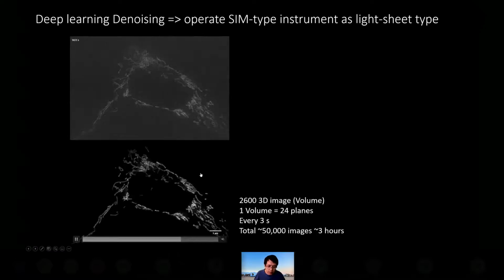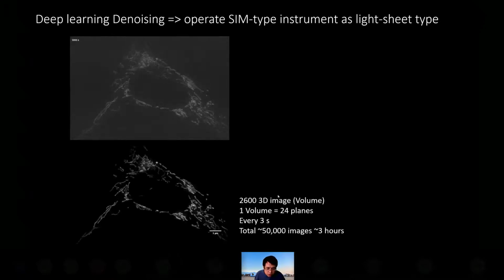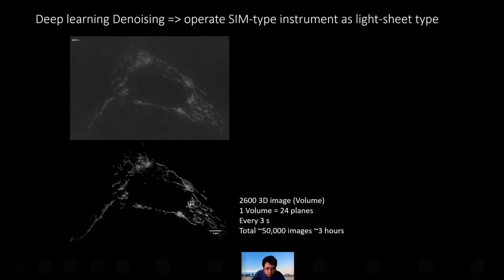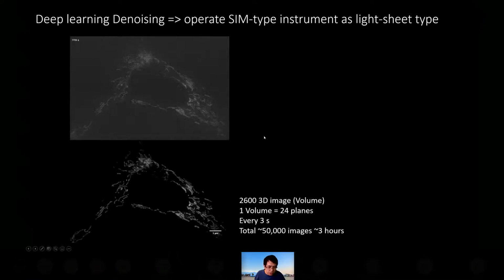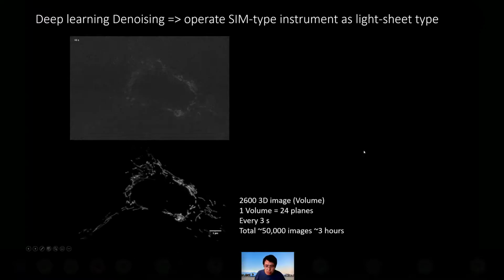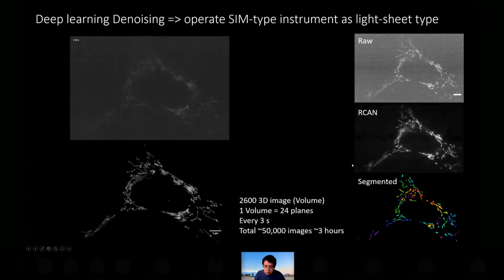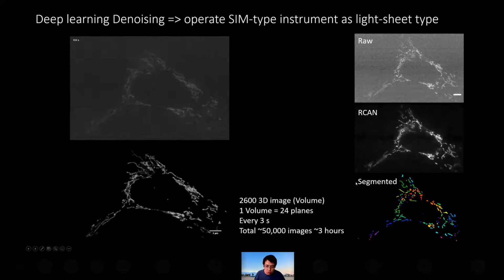The images were acquired with 2,600 three-dimensional volumes, and each volume contains 24 planes, every 3 seconds. This translates to a total of about 50,000 images in a window of 3 hours. We can see that it is difficult to distinguish the individual mitochondria from the raw data, whereas this information is much clearer in the restored images. So we can segment the mitochondria from the restored images, whereas this task is difficult or impossible from the raw data set.